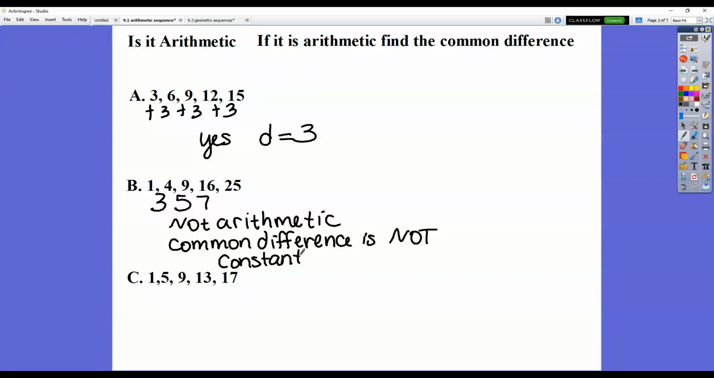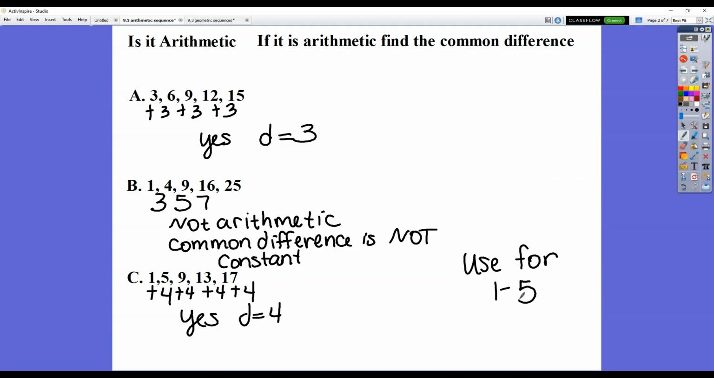Okay, the next one. How do we get from 1 to 5? Add 4. 5 to 9, add 4. Add 4. Add 4. Is it arithmetic? Yes. And we say the common difference is 4. So that's how you're going to tackle 1 through 5 on your homework.